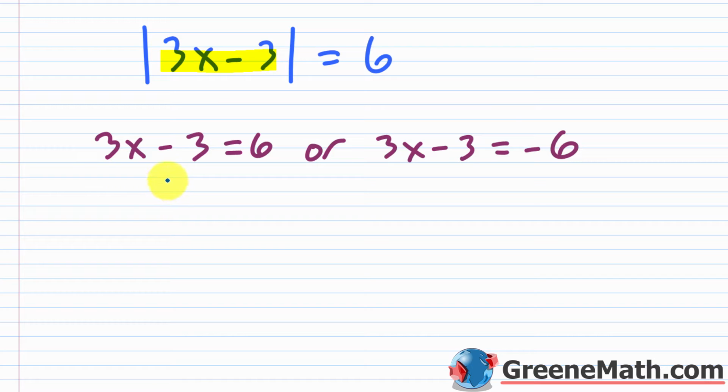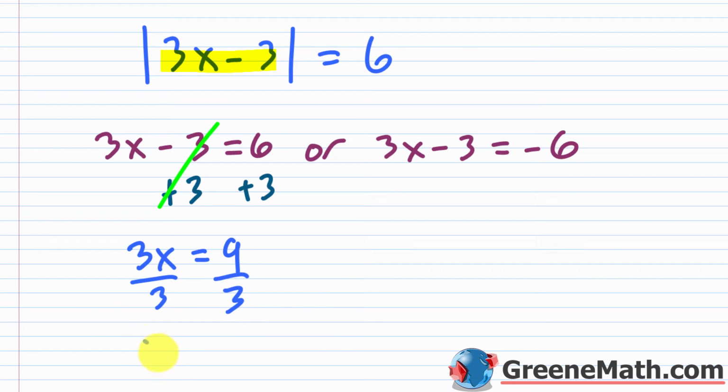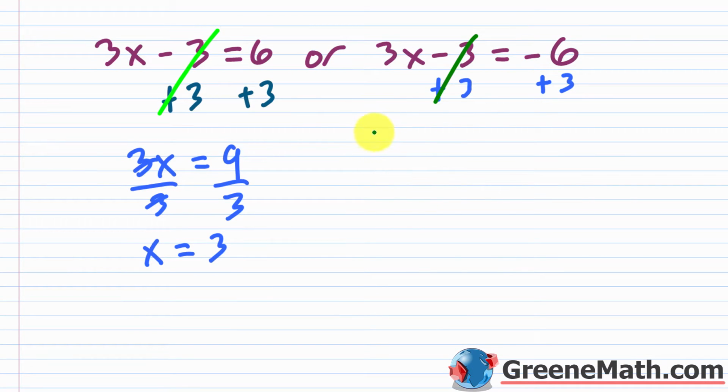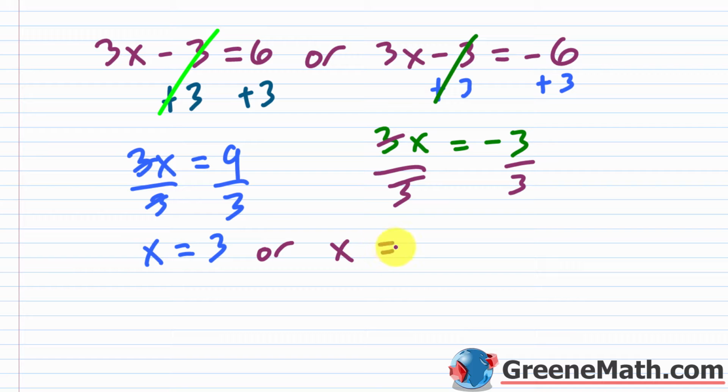All right, so for this one on the left, let's add 3 to both sides. Let's go ahead and cancel this. And we'll say that 3x is equal to 6 plus 3, which gives me 9. Divide both sides of the equation by 3, and you're going to get that x is equal to, let's cancel this, 9 over 3 is 3. On this side, let's add 3 to both sides of the equation. Let's cancel this away, and we'll say that 3x is equal to negative 6 plus 3, which is negative 3. Let's finish this up by dividing both sides of the equation by 3. This would cancel, and we're going to say that x can also be negative 1.